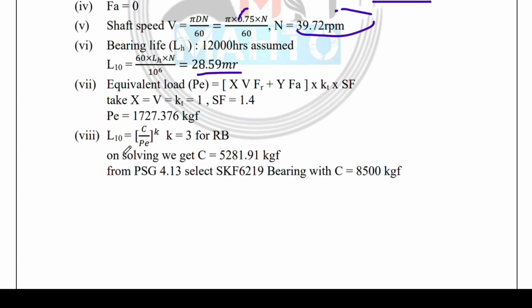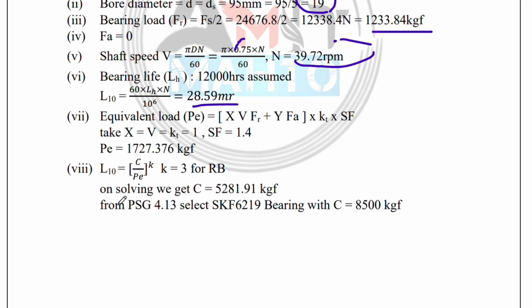Now we will find the dynamic capacity. To find the dynamic capacity, this is the formula which you will get on the data book page 4.3. On this page you will get this formula. Put all the values, substitute and get the answer. L10 will be 28.59, PE which is the equivalent load which we found here, and K value, K will be 3 for roller bearing.